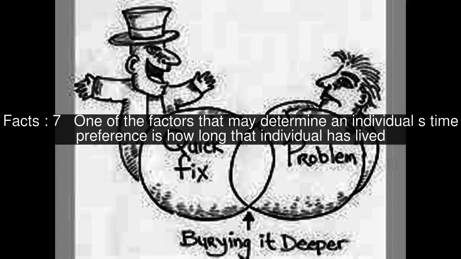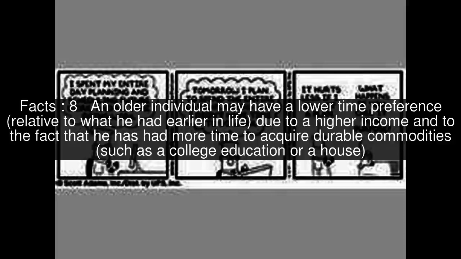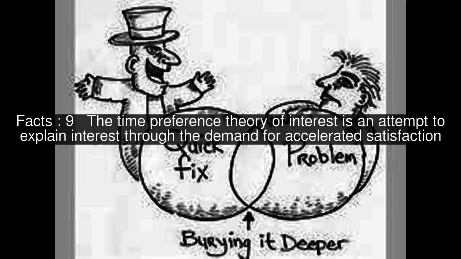One of the factors that may determine an individual's time preference is how long that individual has lived. An older individual may have a lower time preference, relative to what he had earlier in life, due to a higher income and to the fact that he has had more time to acquire durable commodities, such as a college education or a house.